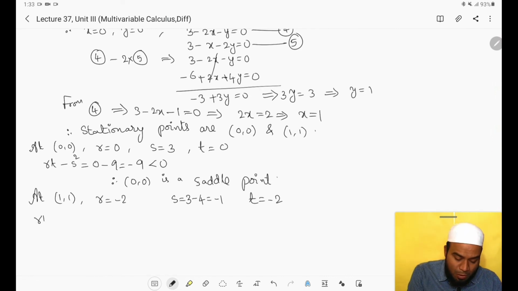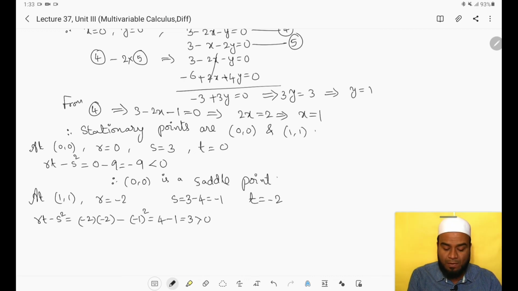So we will compute now rt minus s square, which is equal to rt, minus 2 into minus 2, minus s square, which is minus 1 whole square. So what will we get? 4 minus 1 is 3, right? 3 is positive. So rt minus s square is greater than 0, and r equals minus 2, which is less than 0. So rt minus s square is greater than 0 and r is less than 0. Therefore, what can we say?